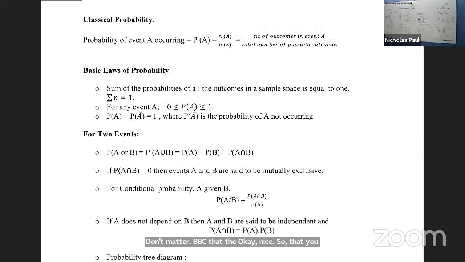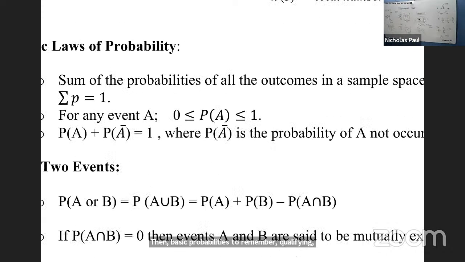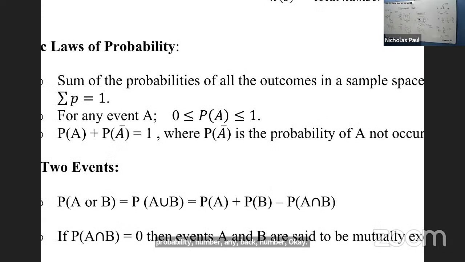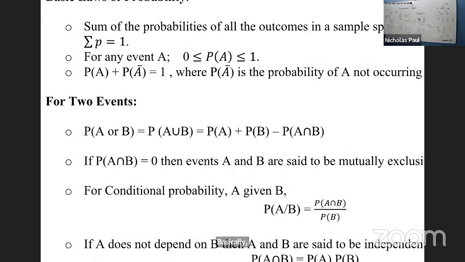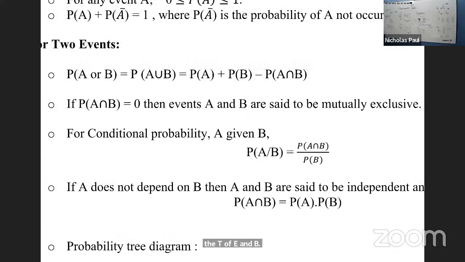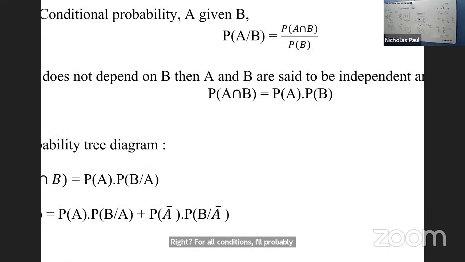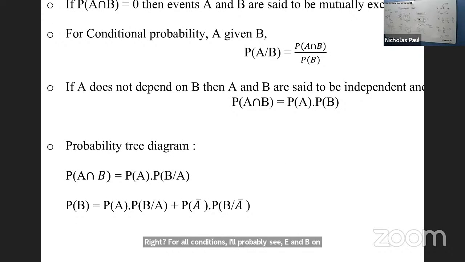Then basic probability, we need to remember how to find probability: number in event over number in sample space. Basic laws of probability: probability is between 0 and 1 and so on, right? If you have two events, probability of A or B is given by that. Probability of A or B, if they're mutually exclusive, is that. For conditional probability, A given B is A and B over B, and for independent events, A and B independent, that is your common formula.